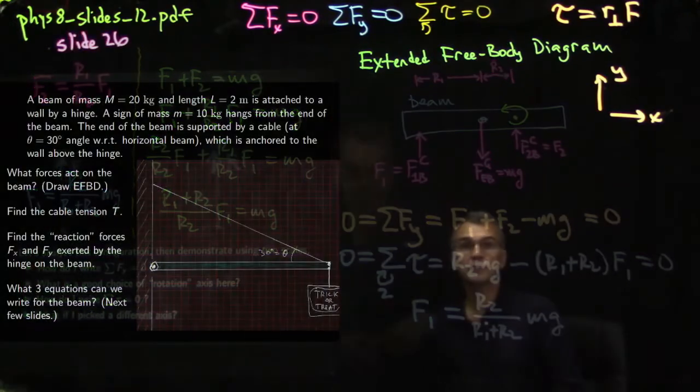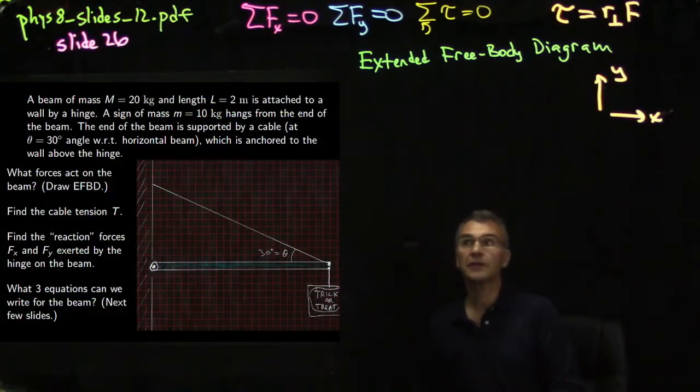A beam of mass big M and length big L is attached to a wall by a hinge. A sign of mass little m hangs from the end of the beam. The end of the beam is supported by a cable at a 30-degree angle, theta equals 30 degrees, with respect to the horizontal beam, which is anchored to the wall above the hinge. What forces act on the beam? Draw an extended free body diagram. Find the cable tension T. Find the reaction forces, Fx and Fy, exerted by the hinge on the beam. What 3 equations can we write for the beam?